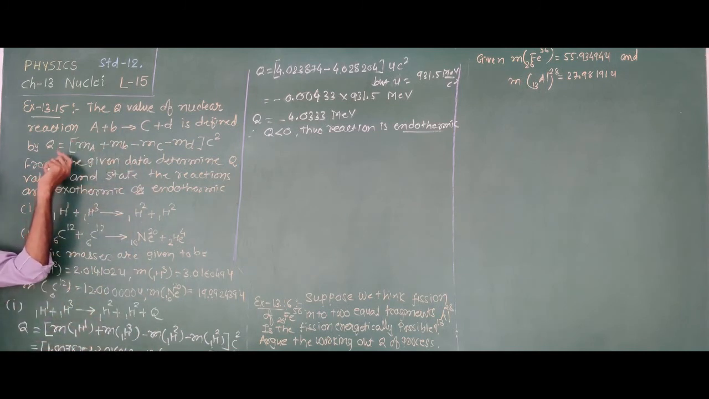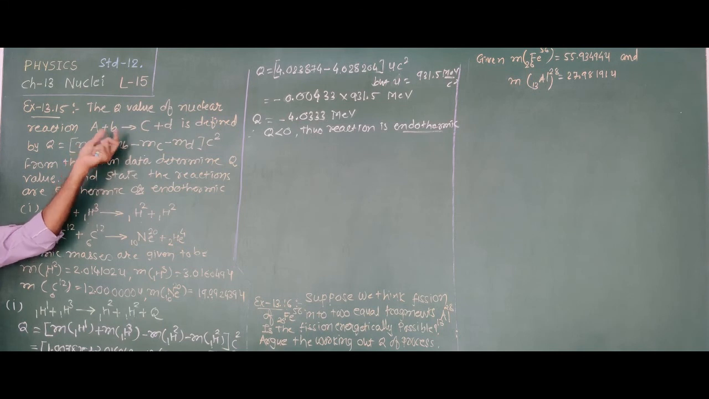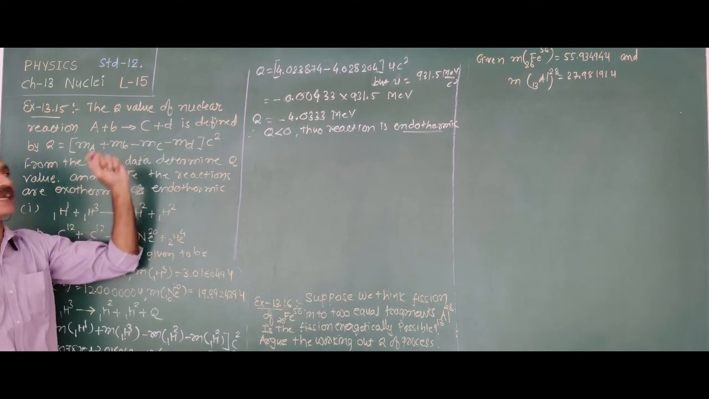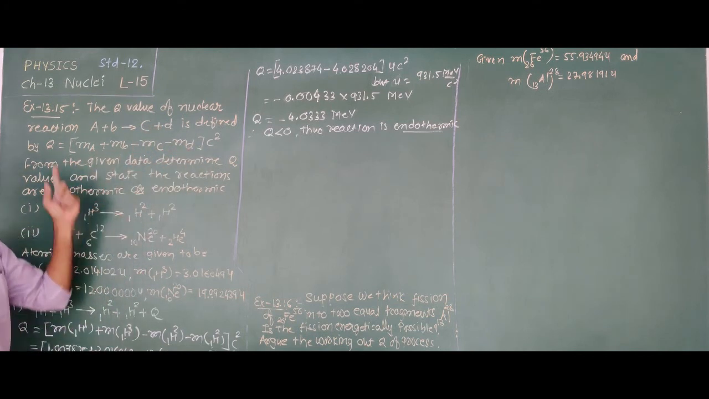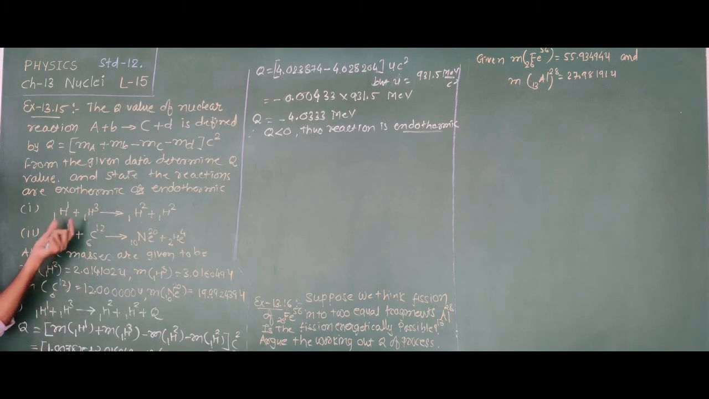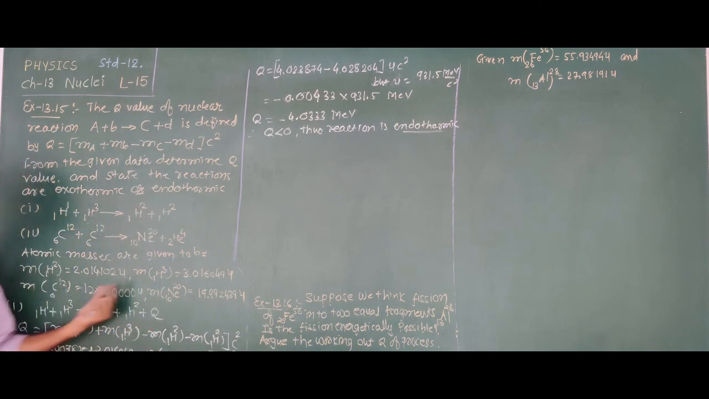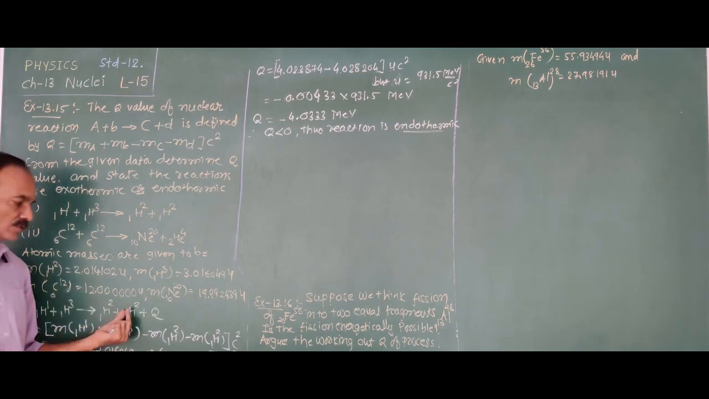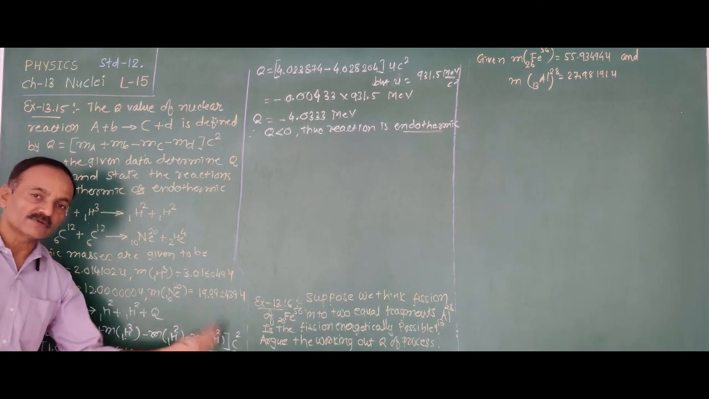Again, the equation of Q is given as Ma plus Mb, that means the addition of the masses of A and B, minus the addition of the masses of C and D, into c square. This way we can find the Q value for the given reaction. For the first reaction, 1H1 plus 1H3 converting into 1H2 plus 1H2 plus Q value, the Q value is mass of 1H1 plus mass of 1H3 minus mass of 1H2 minus mass of 1H2, into c square.